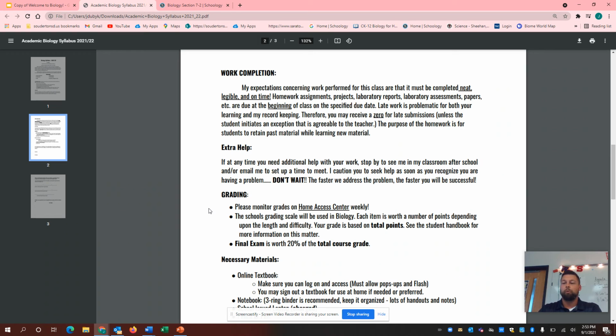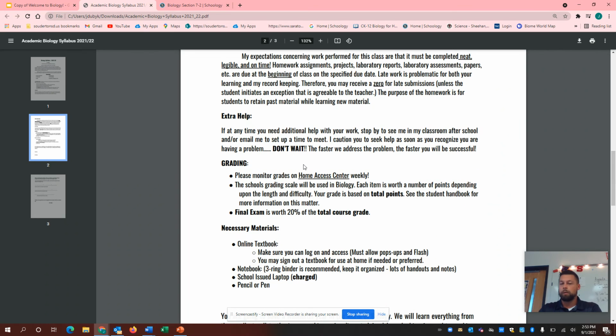The grading system for biology is total points. Semester 1 and semester 2 are out of a total of 80% of their overall grade, and then their final exam is worth 20% of their overall final grade. So that is how their final grade is calculated. So again, takeaway there, please access Home Access Center weekly. Just monitor their grades, make sure they're staying afloat, and that they're being as successful as they possibly can. And if something were to arise, I will contact you immediately.